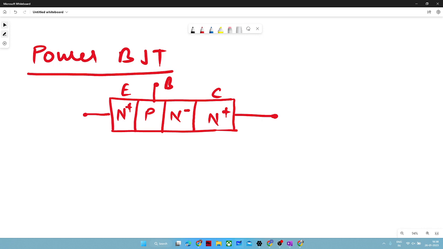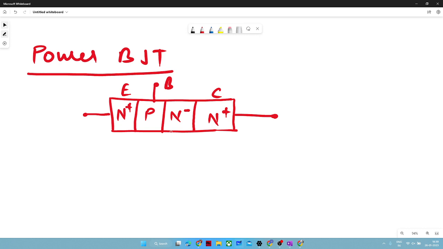So the current which flows from collector to emitter will be responsible for the active power or the identification of the rating of the device, and the base current will be responsible to control the switch, whether our switch should be in on condition or off condition.